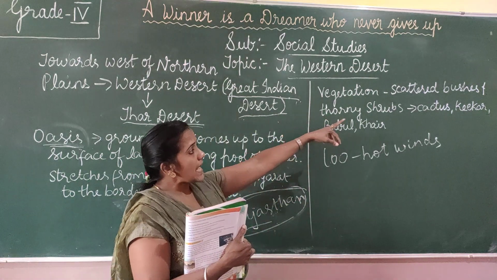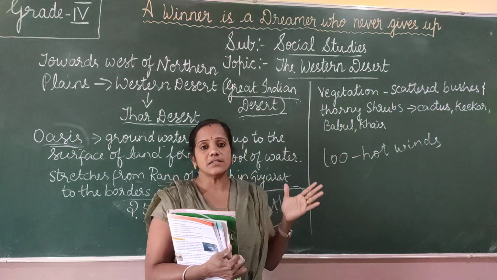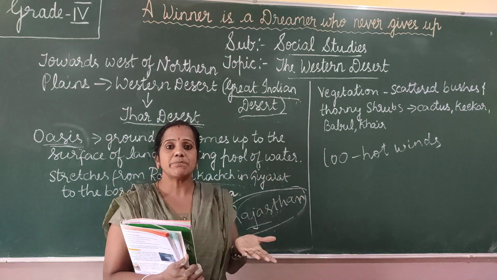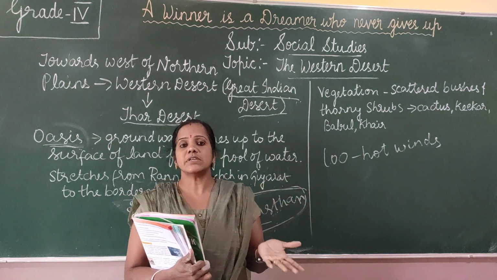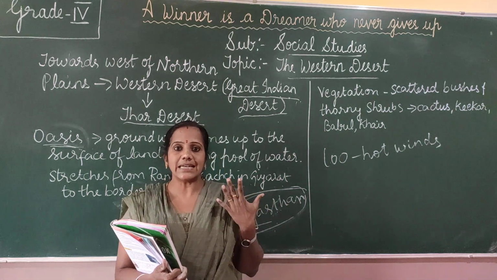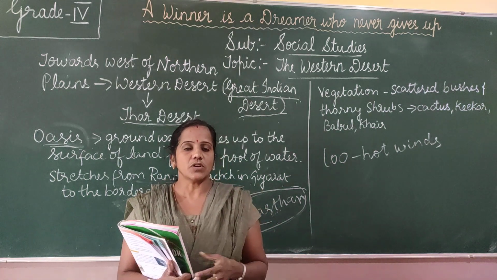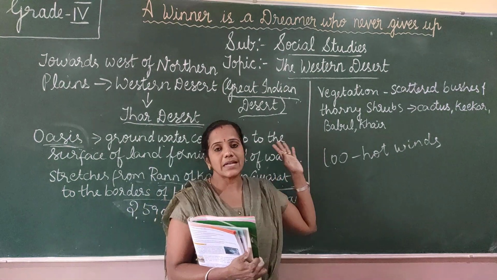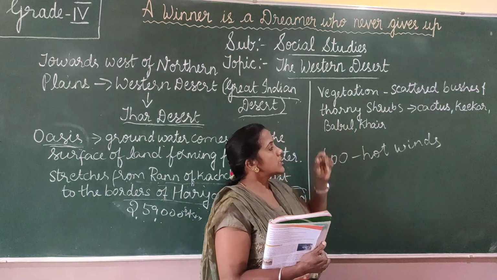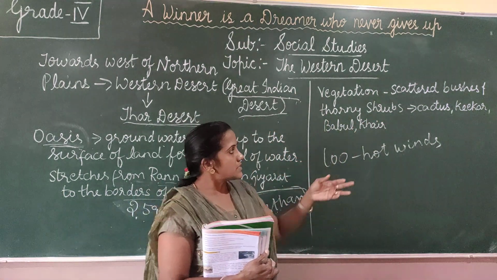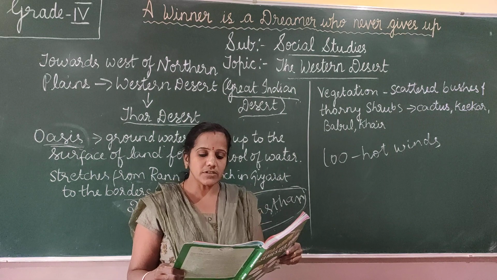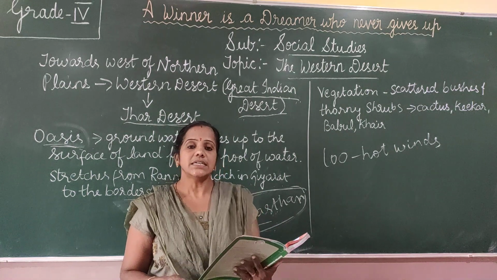So scattered bushes and thorny shrubs are the types of plants which are grown in this type of region. These plants can withstand the extreme heat of this region, and they can live without water also, for more days. So these are the types of plants we can find in this region: scattered bushes and thorny shrubs. So which are the plants? It is cactus, kikar, babul, kair. So these are some of the trees which are grown in this desert region.